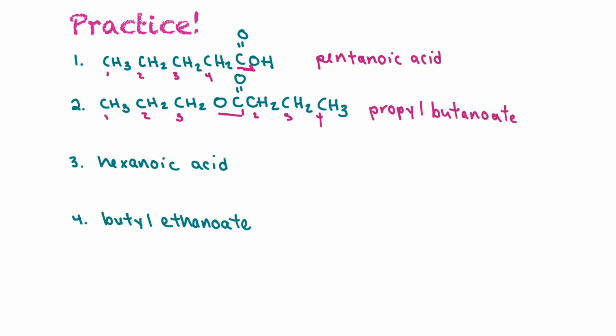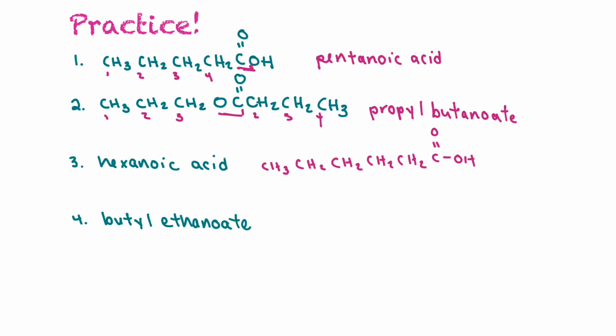Okay, our next one, we're being asked to draw hexanoic acid. So I'll draw it condensed. So CH3, CH2, that's 2. CH2 is 3. CH2 is 4. CH2 is 5. And then we have the carboxyl group on the end. So 1, 2, 3, 4, 5, 6. Yes, so hexanoic acid. The third one is butyl ethanoate.